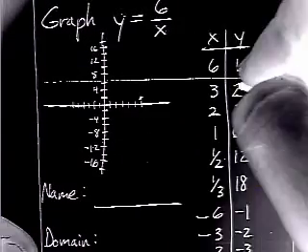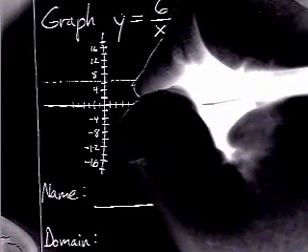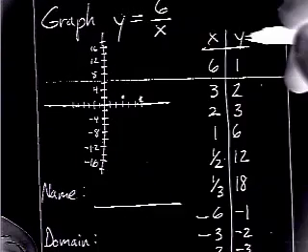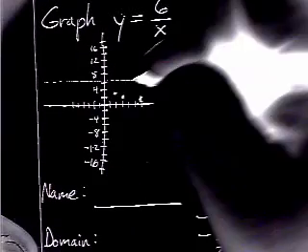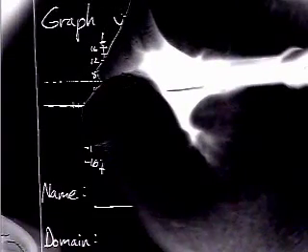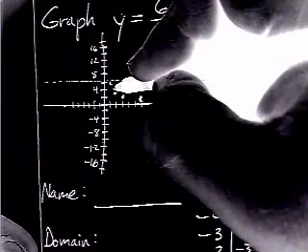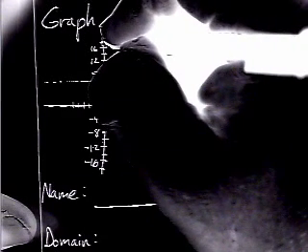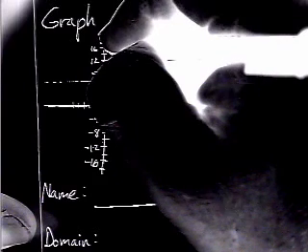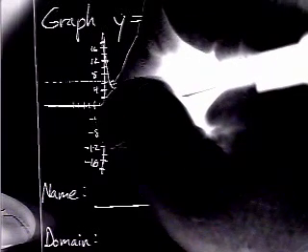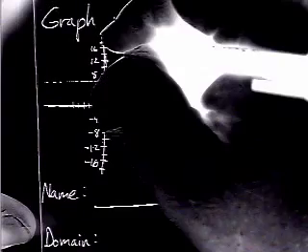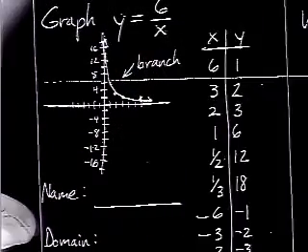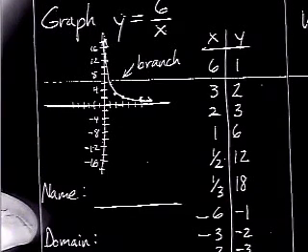6 gives me 1, 3 gives me 2, 2 gives me 3. 1 gives me a 6. And then as we get closer to the x-axis, 1/2 gives me 12. And then 1/3 gives me 18. What we're doing is we are getting a bunch of points that have a shape that looks like this. This is a branch of what we're dealing with.